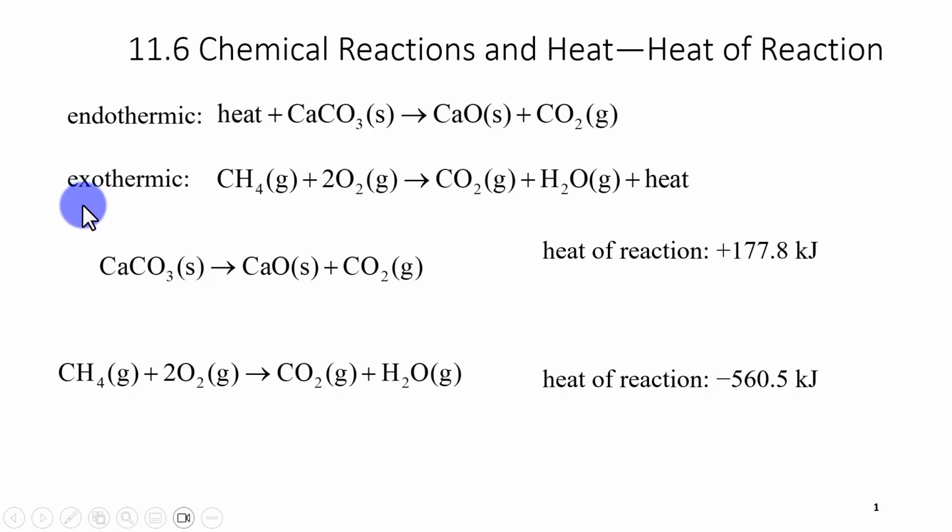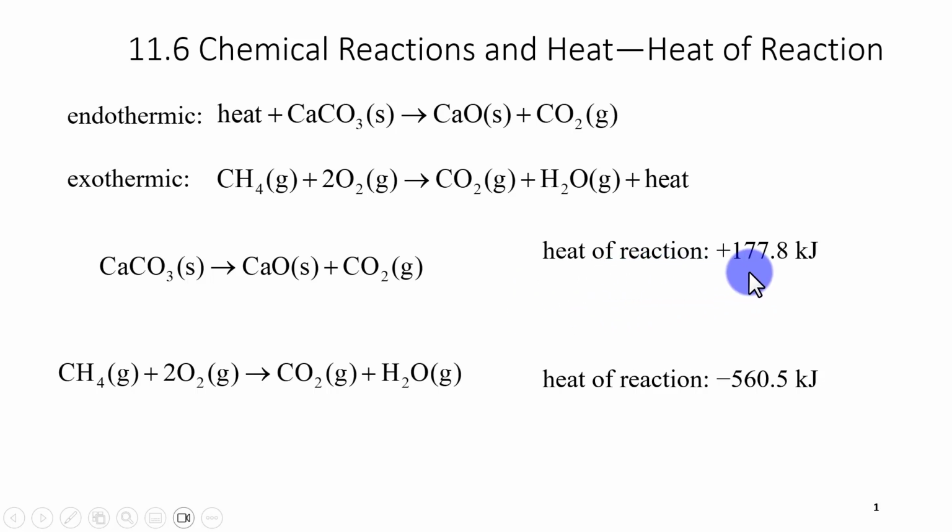In an exothermic reaction, exo meaning out, these reactions produce heat. So here's an example of that. Methane burning in oxygen, giving CO2 and H2O, and a lot of heat. In an exothermic reaction, heat is written as a product. We recognize whether we have an endothermic or an exothermic reaction by the way the heat of a reaction is written, is given to us.